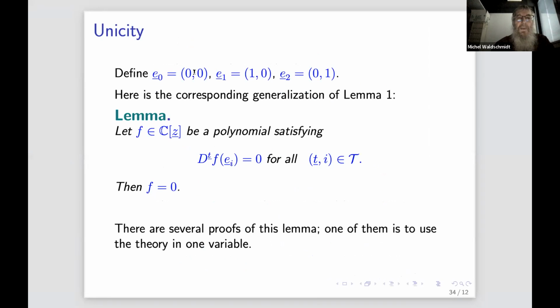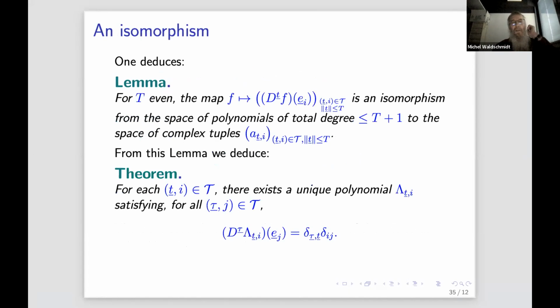So the unicity result is the following. You take the 3 points 0,0, 1,0, 0,1. You assume that a polynomial has all the derivatives which vanish at 0,0, 1,0, and 0,1. For t, at 0,0, we ask that the length t1 plus t2 is even. And for the two others, we ask that t1 and t2 are even. And then we have the unicity. And because we have the right dimension, we deduce that there exist families of polynomials, lambda ti.